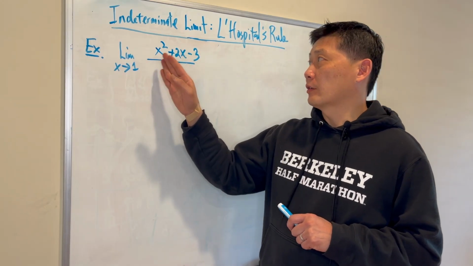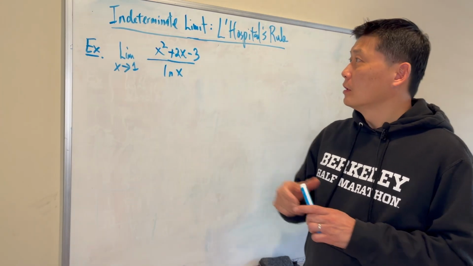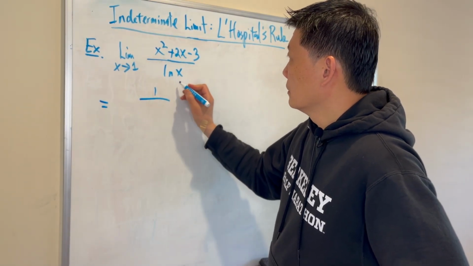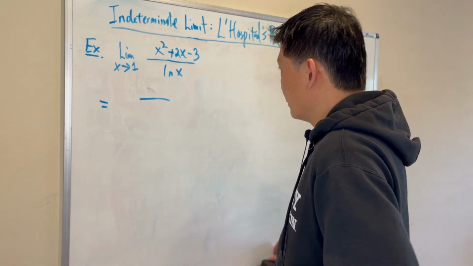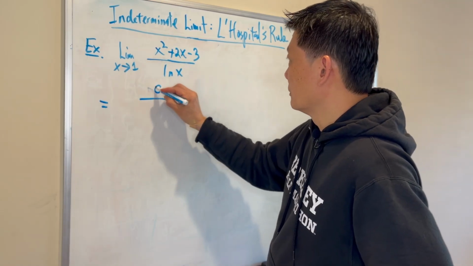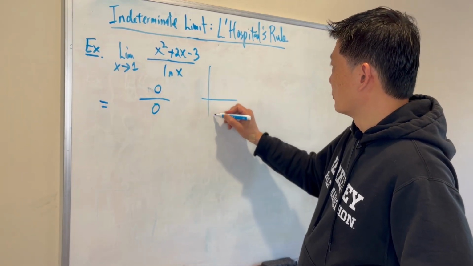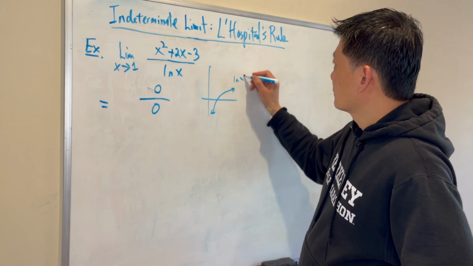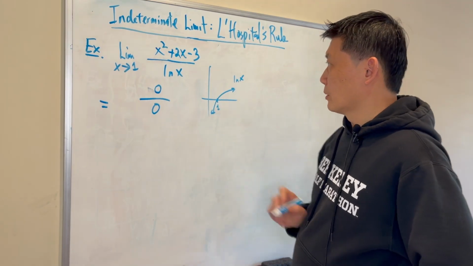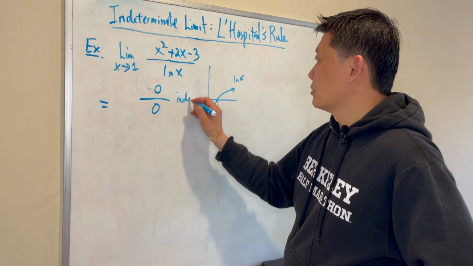When we have the function x squared plus 2x minus 3 over ln x as x approaches 1, what you will discover is that you end up with 0 on the top, because if you put 1 into here, you get 1 plus 2, which is 3, minus 3, which is 0. And ln 1 is also 0. You remember ln x looks like this, and at x equal to 1, y is equal to 0. So this is where it comes from. So you end up with a 0 over 0 problem, which is indeterminate.